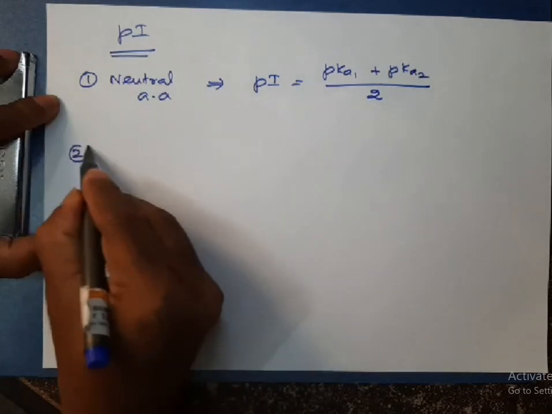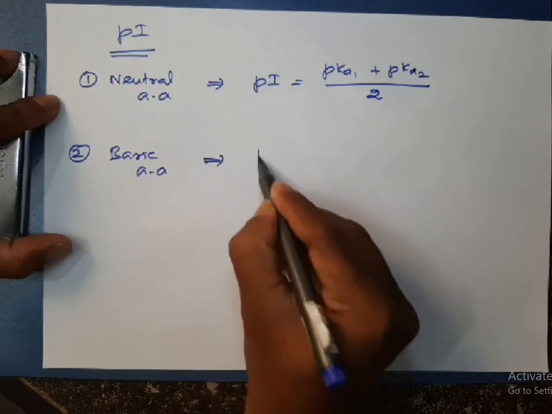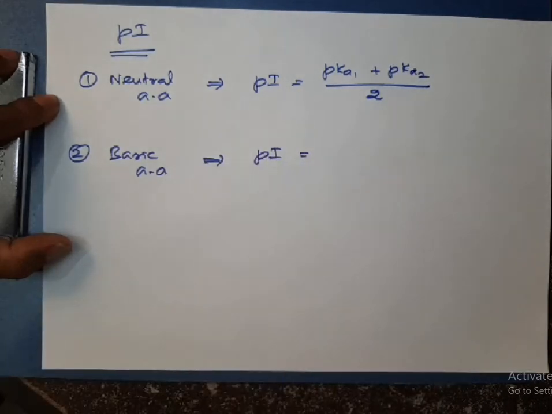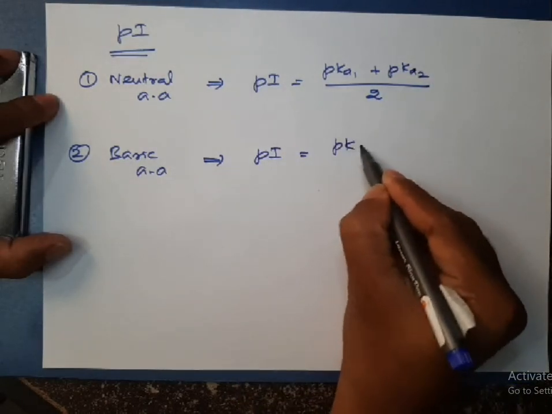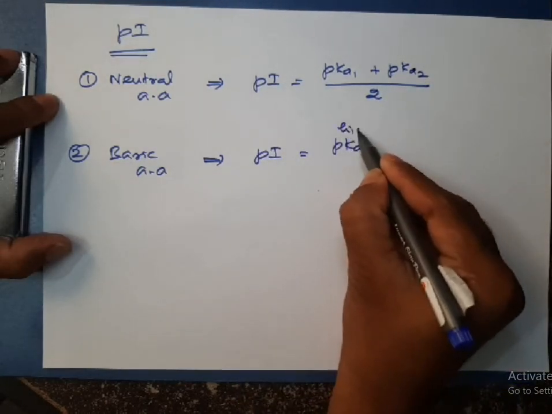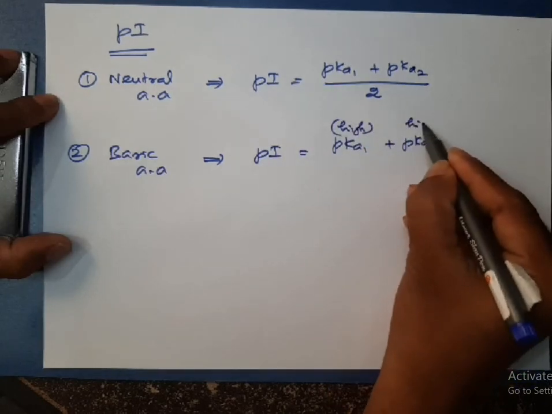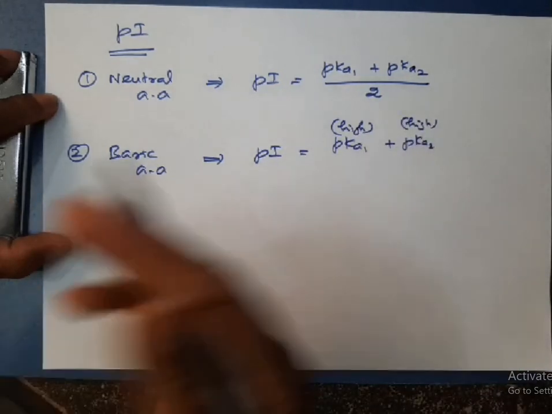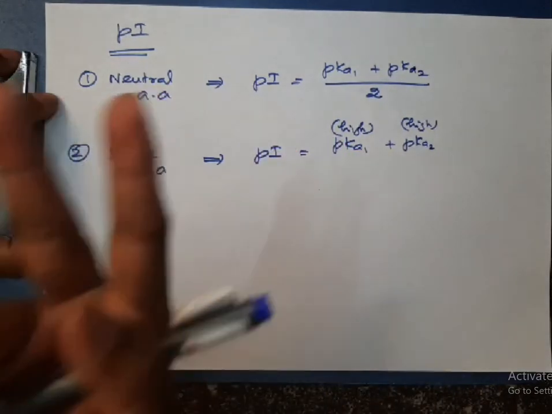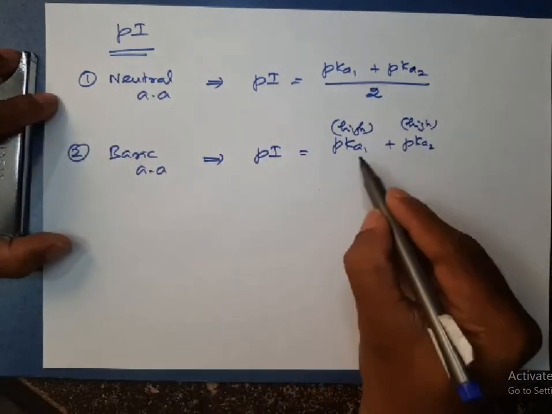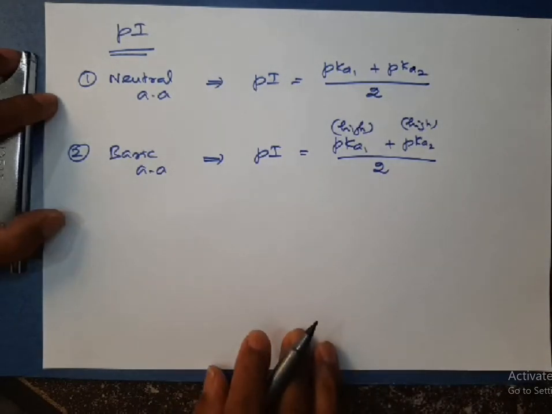But if you come to basic amino acid, you should take higher pKa values. High pKa1, high pKa2. What is meant by that? See, for basic amino acid and acidic amino acid, they will give 3 values. Among the 3 values, you choose 2 higher pKa values and take the average. That will give you the isoelectric point for basic amino acid.